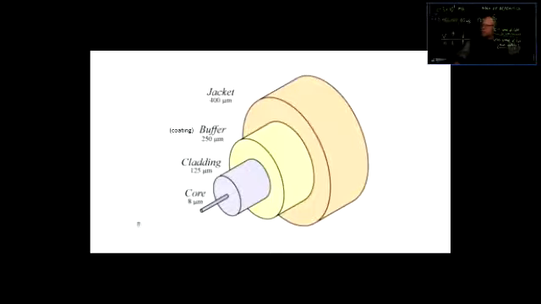So for the most part, here's a core, here's a cladding that surrounds the core, there's a buffer, which would be kind of a cushioning, and there's a jacket, and then everything else around it. Different types of cables will use different types of protection.